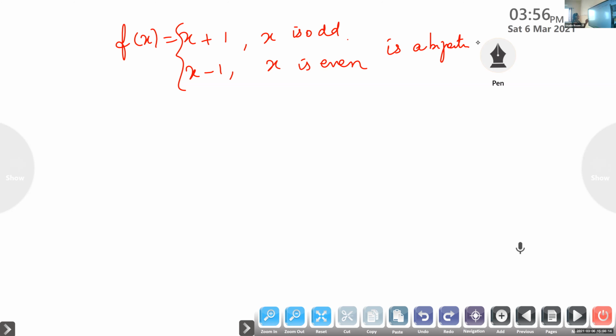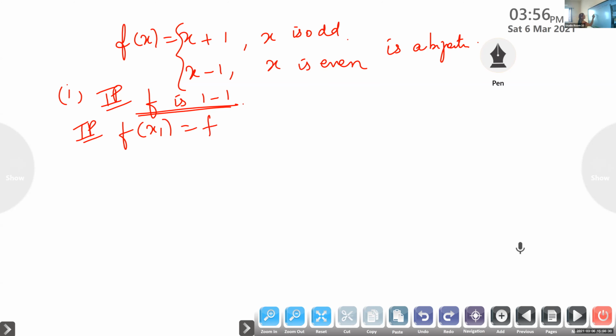How to prove this? Listen, children. We have to prove f is 1, 1. So what do you have to prove? F of x1 is equal to f of x2 implies x1 is equal to x2.